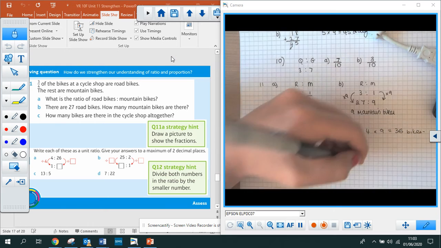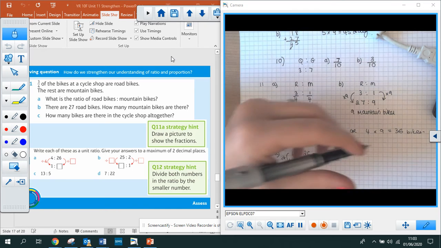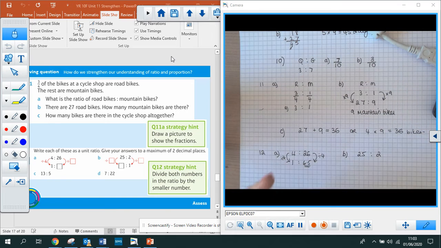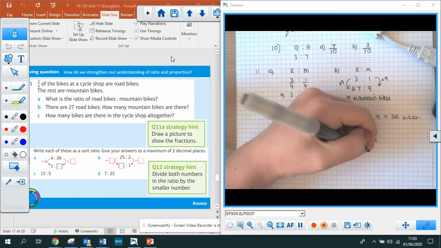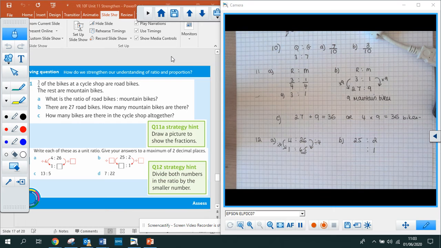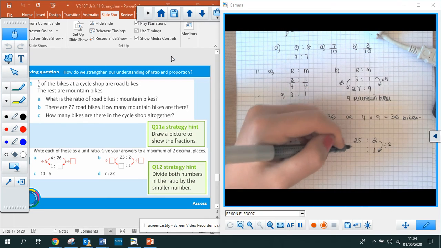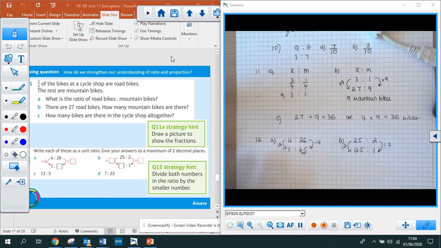For the next one, part B, we have been given the ratio of 25 to 2. We're looking for a unit ratio, so one of the parts of the ratio will have to be 1 in my answer. I'm going to pick my smaller number as they haven't specified. So that part is going to end as 1. How do I get from 2 to 1? I divide by 2, therefore I have to divide my other ratio by 2. 25 divided by 2 is 12.5. Done.